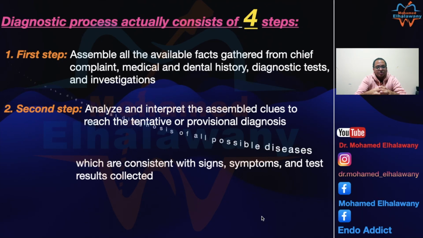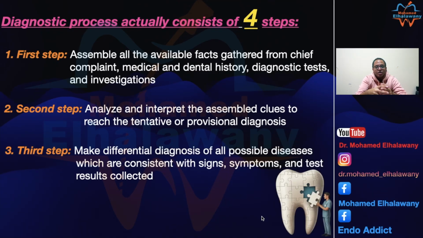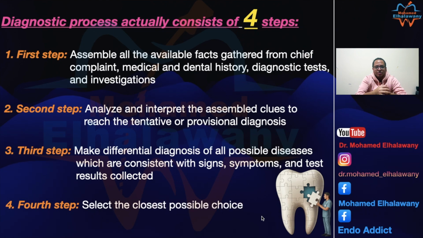Third step, create a differential list. We think of all possible diseases that could explain these findings. This is our differential diagnosis. And the last, the fourth step, is choose the most likely diagnosis. Finally, from that differential list, we select the conditions that best fit all the evidence. This becomes our working or definitive diagnosis.